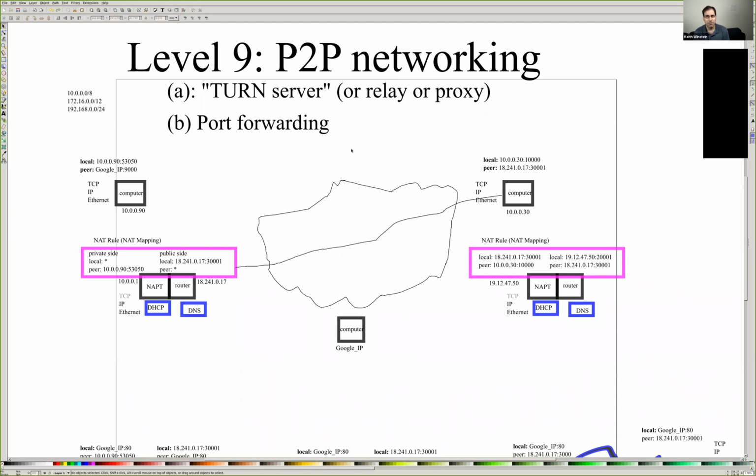I hope that answers the question you want to know. This has to be a well-known address. It's the same way that it would know that the IP address is 18.241.0.17. It somehow has to be communicated.